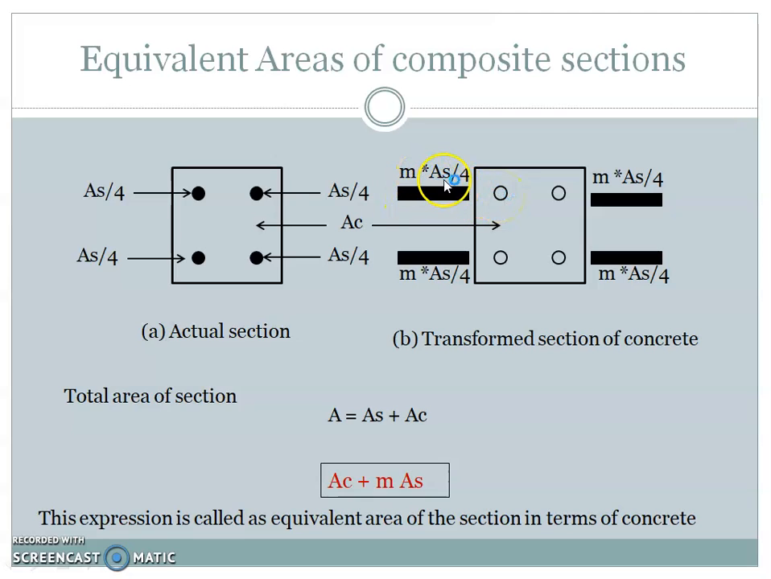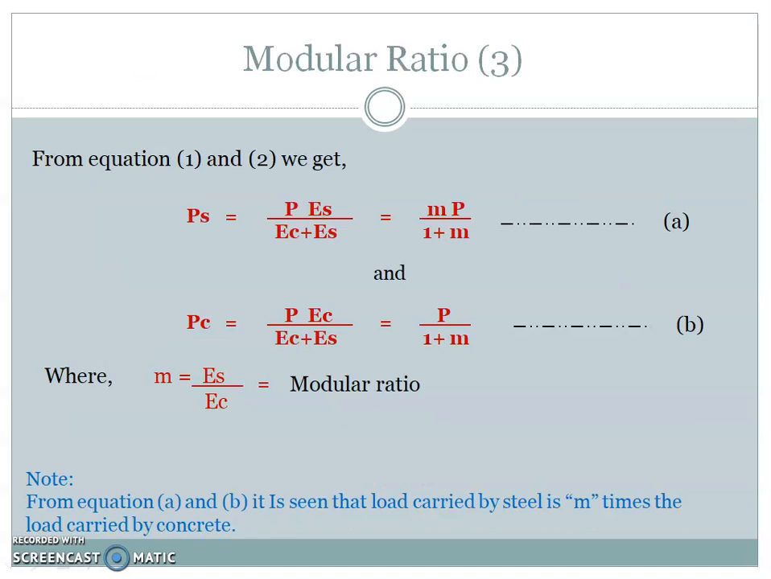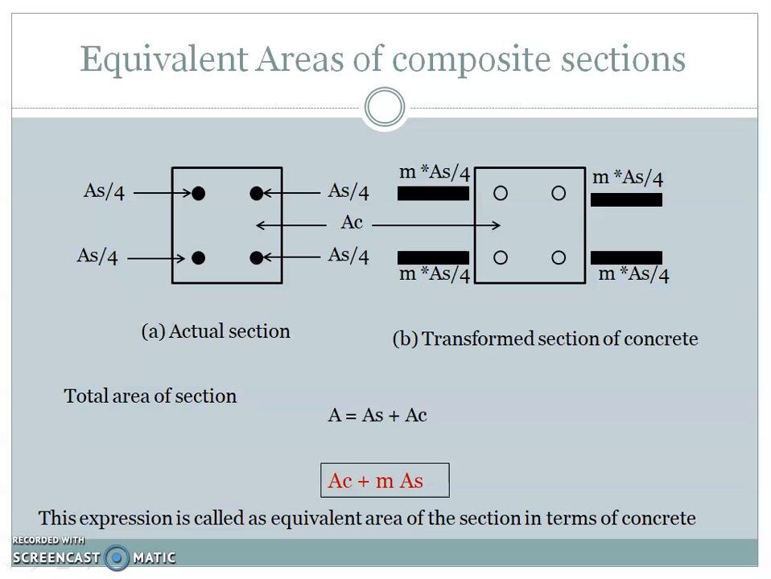So it is M times AS into 4. As we already discussed in the previous slide, the load carried by steel is M times the load carried by concrete. So if we replace this concrete by steel, it has to be M times its area. Is it clear? We remove this concrete and put this bar into it, so it will be M times the area. So this is the transformed section of the concrete.